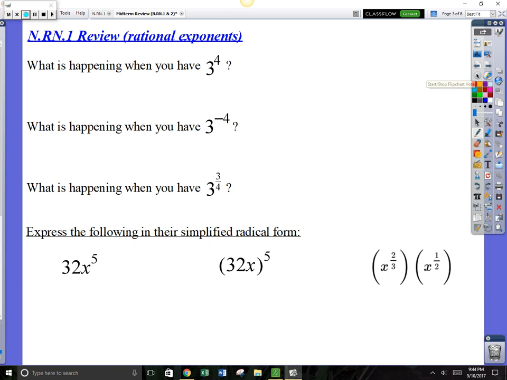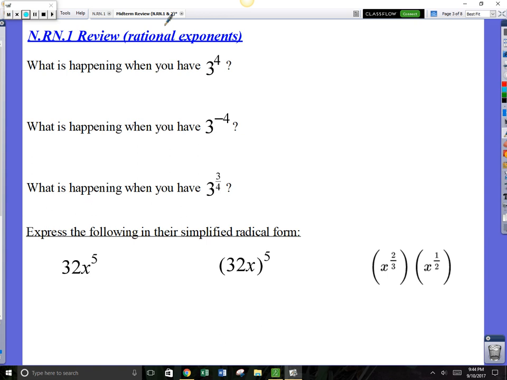Okay, so then we started with NRN1, the idea of introducing rational exponents. So what's happening when you have 3 to the 4th? This is just repeated multiplication. You've got 1 times 3 times 3 times 3 times 3. So you multiply 3 by itself 4 times. And this is something that's pretty familiar.